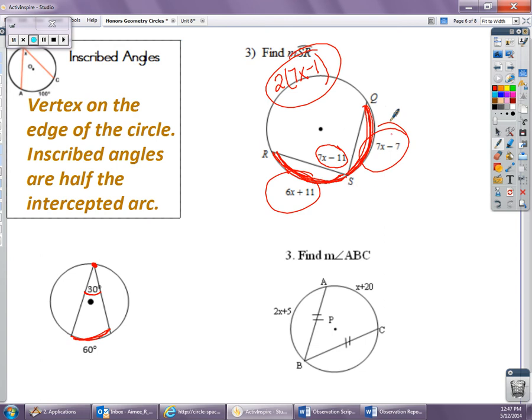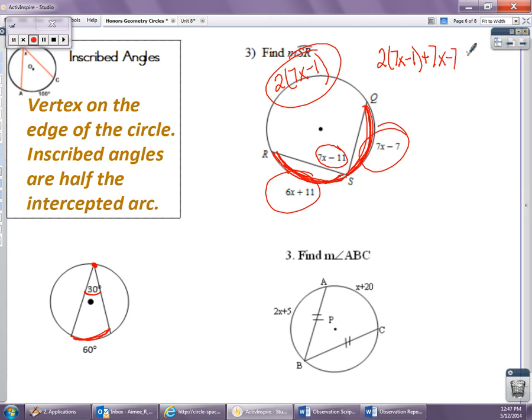Okay? So now I know that this plus this plus this equal 360. So I'm going to set up my equation. 2 times 7x minus 1 plus 7x minus 7 plus 6x plus 11 equals 360. You're going to combine like terms, so you'll get 14x minus 2, and if you want to just write the rest of it out or start combining like terms, you can do that. And 4x plus 7x is 21x, plus 6x is 27x. Negative 2 minus 7 is negative 9, plus 11 is positive 2.